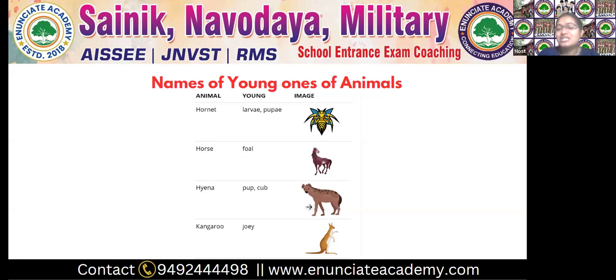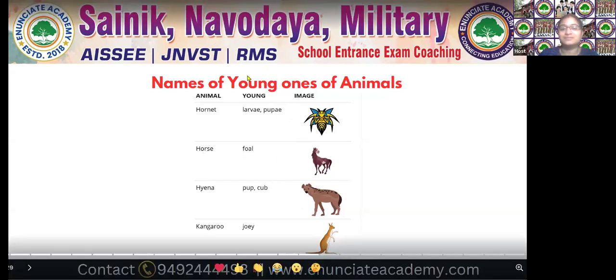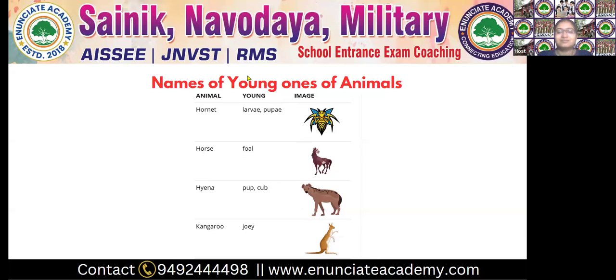And the young one of a hyena. This is a hyena, children. Okay, do you know how many people have seen this hyena in the jungle book? Very good, children. Very good, Anish, Chanakya. Okay, Praneet. The young one of a hyena is called a pup or a cub.